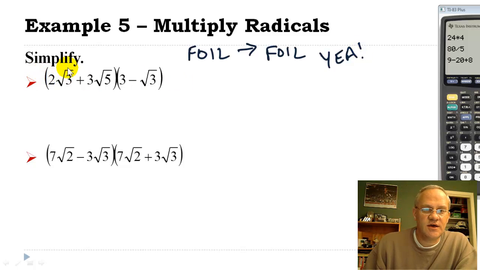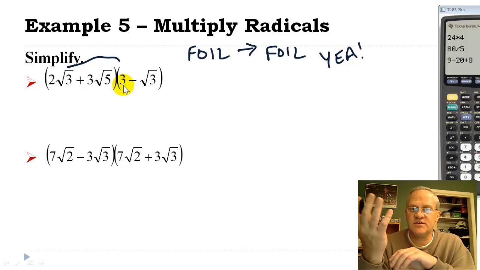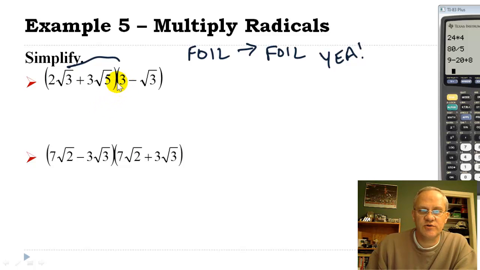All right, so let's go ahead. We're going to do first. And remember, the stuff outside the radicals can multiply together, and the stuff inside can multiply together. So in this case, we can do the 3 times 2. So we have 6 square root of 3 times square root of 3, which is square root of 9, or 3. So that's 3 times 2, which is 6, minus 6 because of this minus sign here.